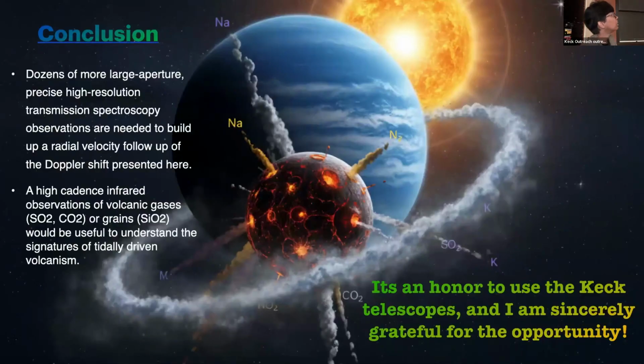So the conclusion is that dozens more large-aperture, precise, high-resolution transmission spectroscopic observations are needed to build a radial velocity follow-up of the Doppler shift presented here. Along with that, it's not only the sodium; volcanic activity can give sulfur dioxide, potassium, and carbon dioxide also. So if we have complementary IR observations, that will be a great support to these observations.